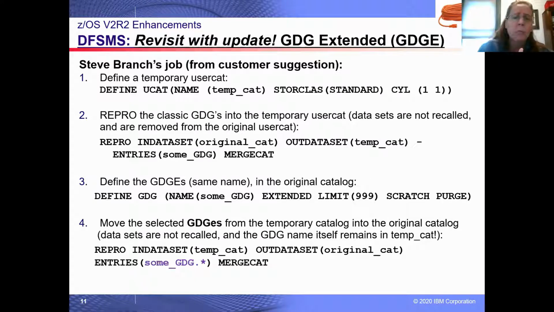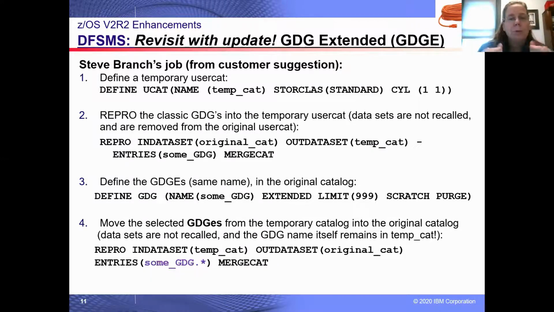Another, step 4, I just want to point you to, the syntax has to be very carefully like that, in that the entries has to have a wildcard at the end for the entries. So on the 4th and last step, you're going to move the selected GDGs from the temporary catalog into the original catalog. And this is where the data sets are not going to be recalled. And the GDG name itself is going to remain in the temporary catalog. So you can see the REPRO statement here that you need to use, and see how I said ENTRIES, it's your GDGs, and then you have your asterisk there, and they move then back into the original catalog.